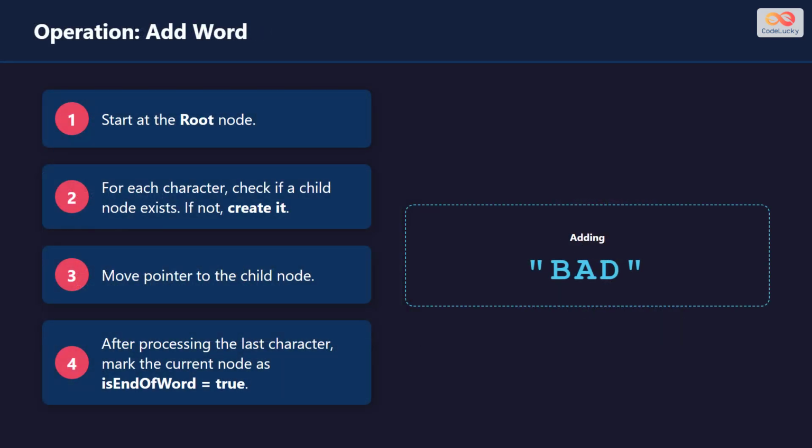Adding a word is straightforward. We start at the root node. We iterate through each character of the word. For each character, we check if the current node has a corresponding child. If it does not, we create a new node. Then, we move our pointer to that child. Once we have processed the entire word, we mark the final node's isEndOfWord flag to true. This effectively stores the word in our tree.